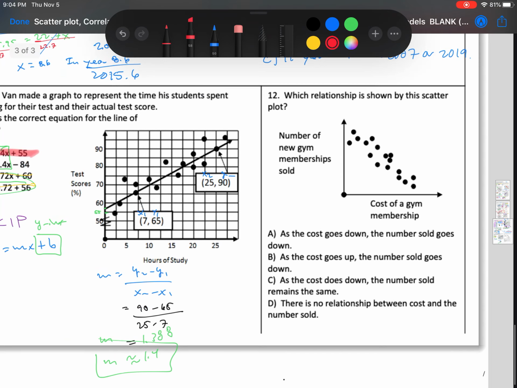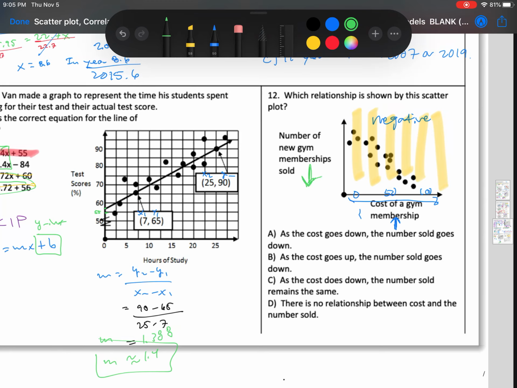And then question number 12. Which relationship is shown by the scatter plot? Okay, so what do we have here? We have a negative correlation. So as membership, I like to put numbers to it, as memberships increase, or you can write it like this, as memberships increase, what is happening to our number of new gym memberships sold? Are the numbers going up or down? The numbers are going down.